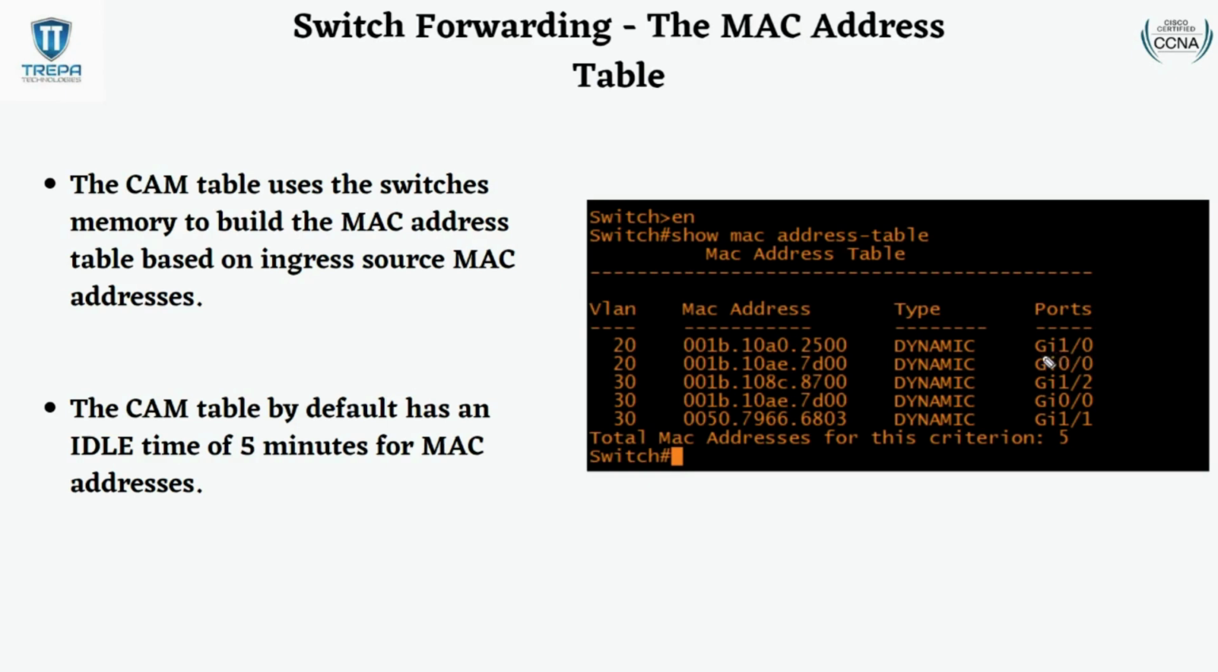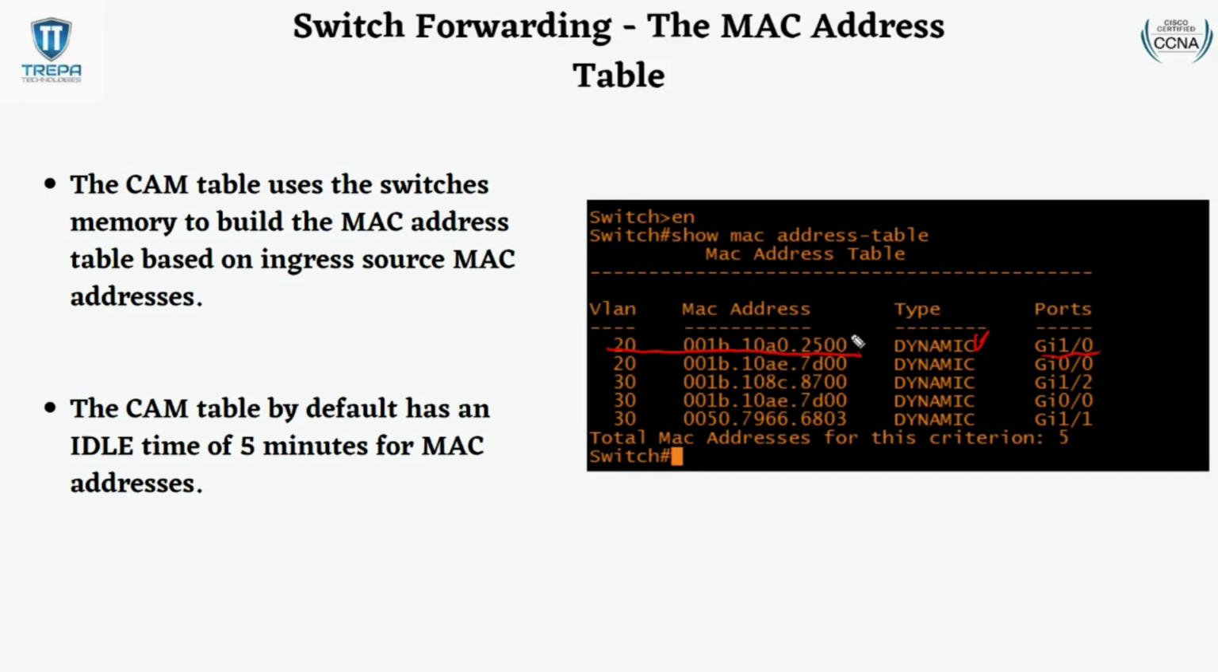Essentially, if we have a computer plugged into this port here, gig 10, and we see it's dynamic, in 5 minutes, if that switch doesn't receive any traffic from that computer, it's going to flush out that entry in the MAC address table, okay? Now, it doesn't mean you need to be constantly browsing the web. Your computer can just be plugged in as long as it's maintaining an internet connection or a physical connection to that switch.